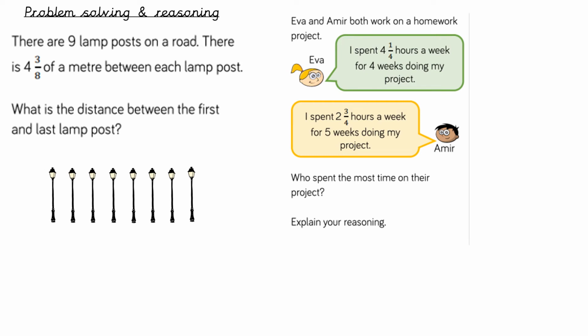Now beware, just count how many gaps there are, because some of you are going to try and use that number 9 in your number sentence. So count the number of gaps and then do your number sentence for that one. Then it says Eva and Amir both work on a homework project. Read what they said and then see who spent the most time on their project and explain your reasoning. Off you go.